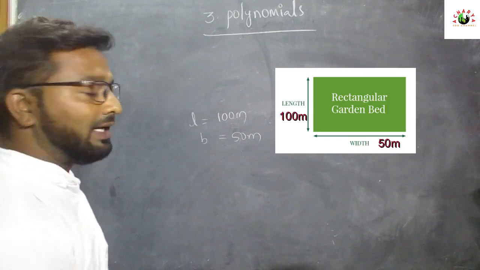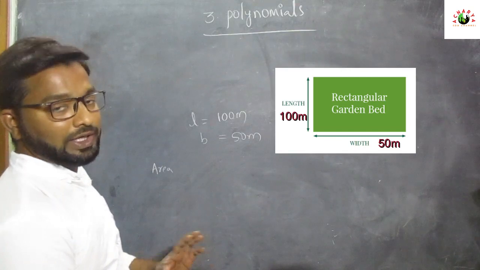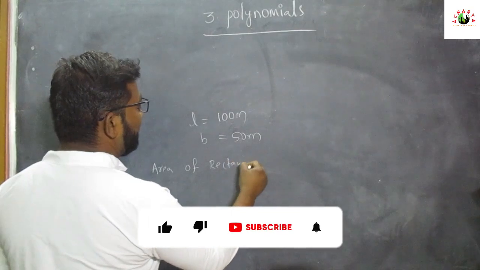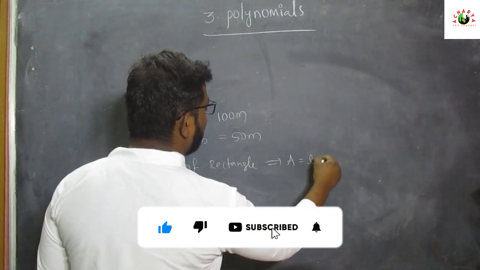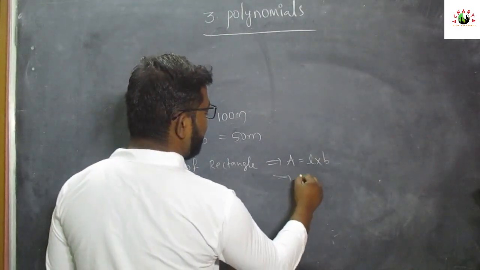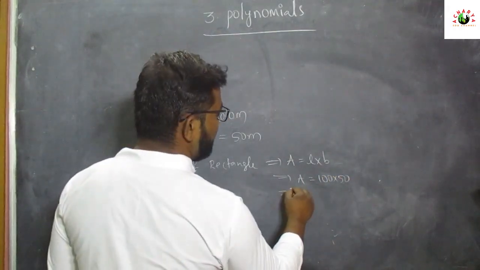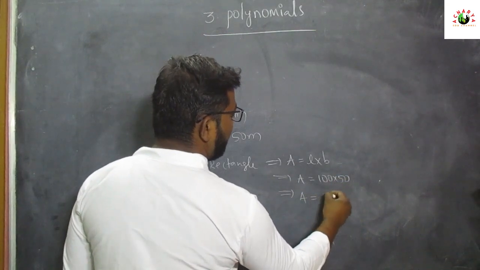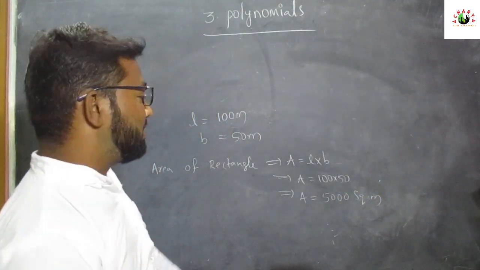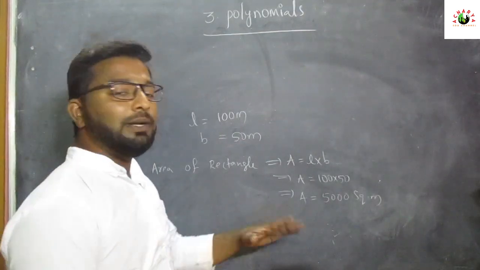Area of a rectangular garden. What is the area of a rectangle? In previous classes we have learned the formula: area of rectangle, A equal to L into B. That implies A equal to 100 into 50, so area equals 5000 square meters. Area is always in square meters: meter into meter, square meters. Like that we have learned in previous classes.